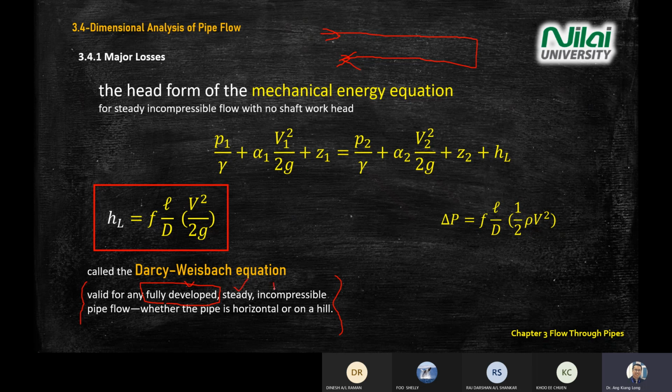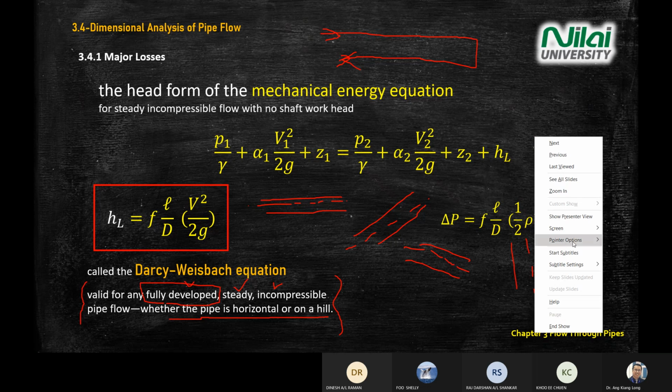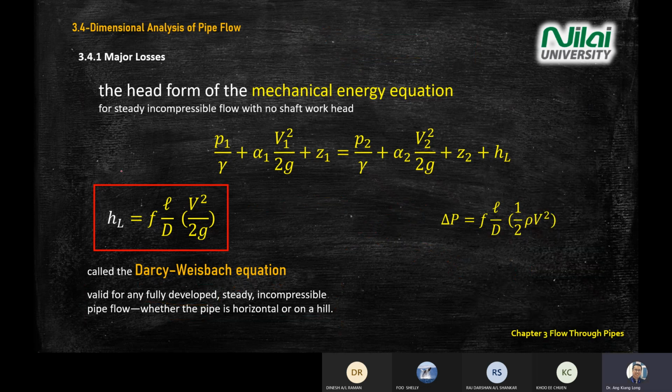Steady, incompressible pipe flow. And it doesn't care about the orientation, whether it's horizontal or on a hill. Meaning it doesn't care whether the pipe is this way, this way, this way, or this way. It doesn't care. Important equation.